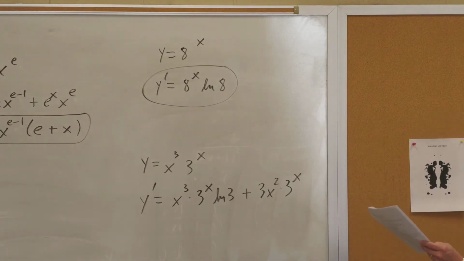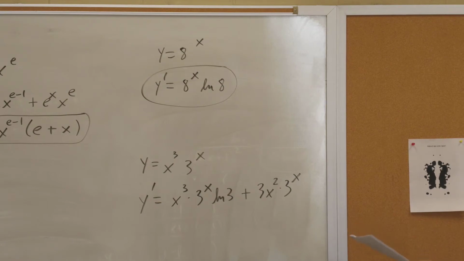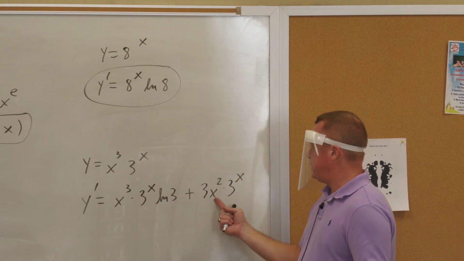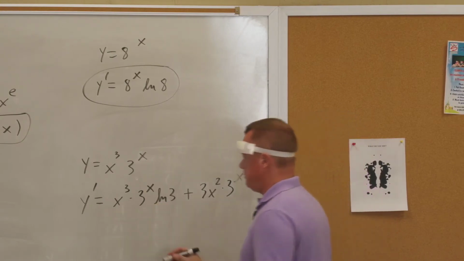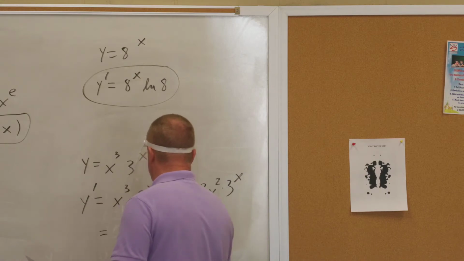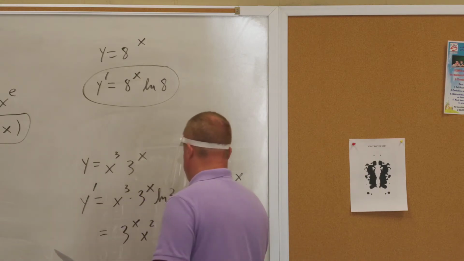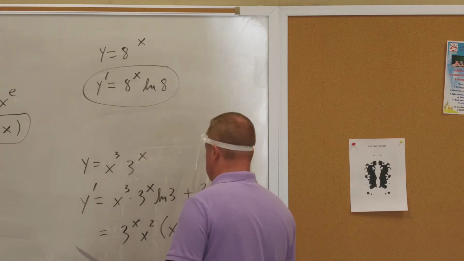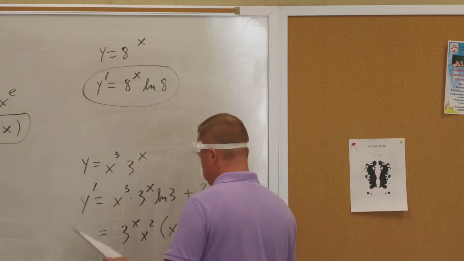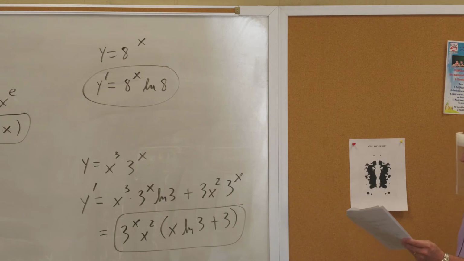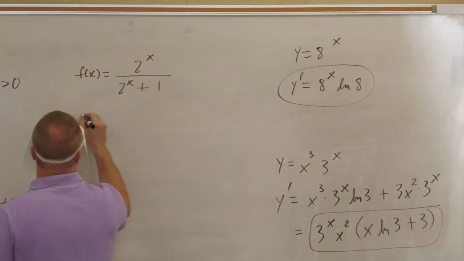Okay? And there, if you factored that, you have a 3 to the x in both terms, and you have an x squared that you can factor out. So I would say, let's factor out 3 to the x times x squared, and that would leave x ln 3 plus 3 for the derivative. Okay? All right, derivative.